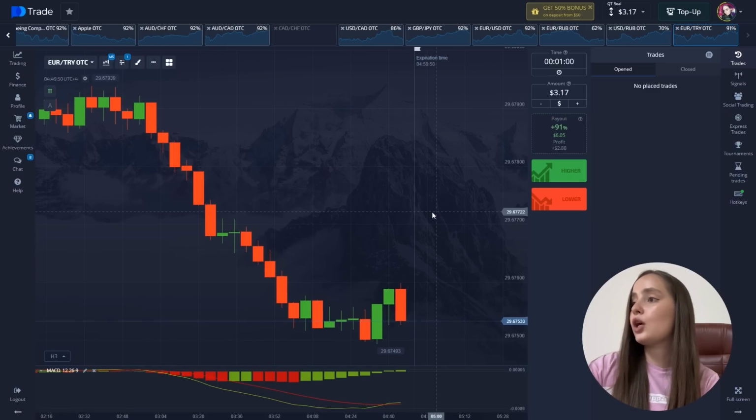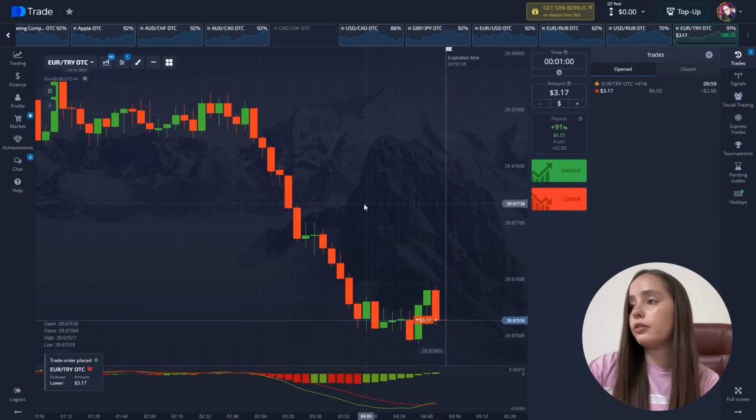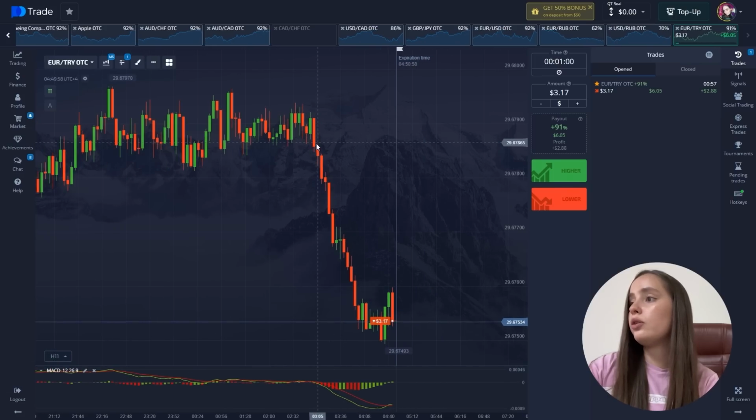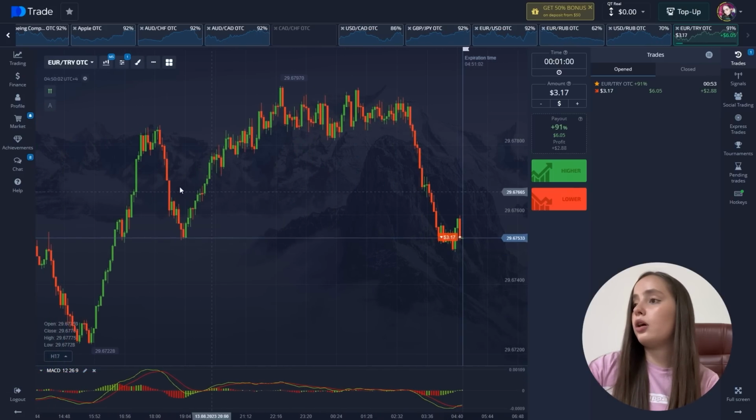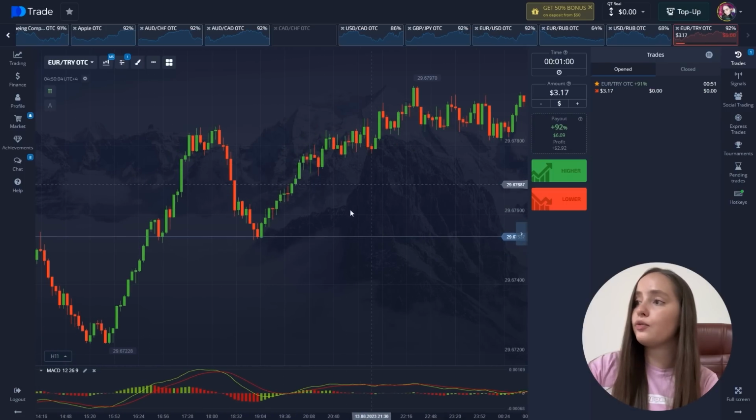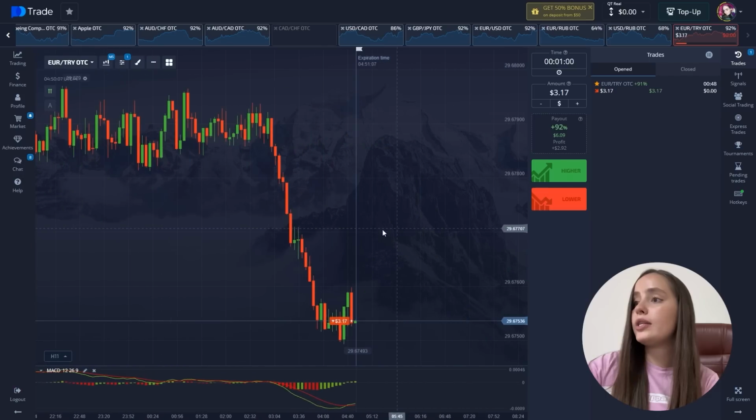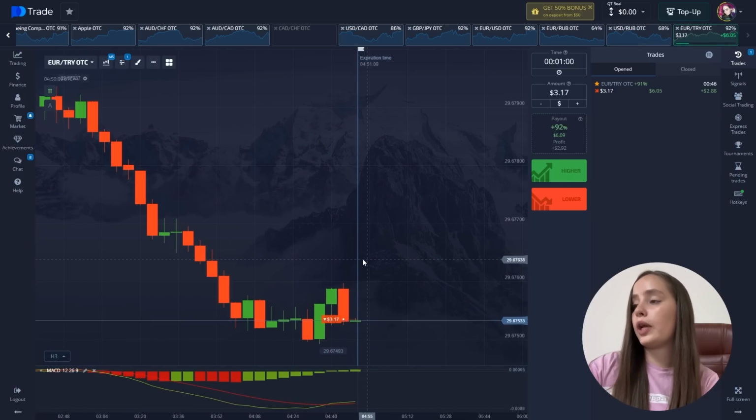So let's quickly open a trade for a fall, because the flag pattern is for a fall, not an increase. Remember this. So we open a deal and wait for it to close. When the deal closes, I will be sure to get back to you.